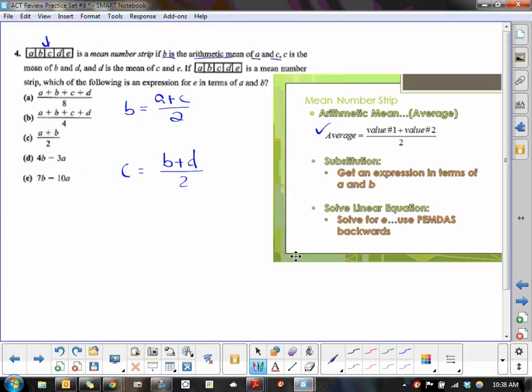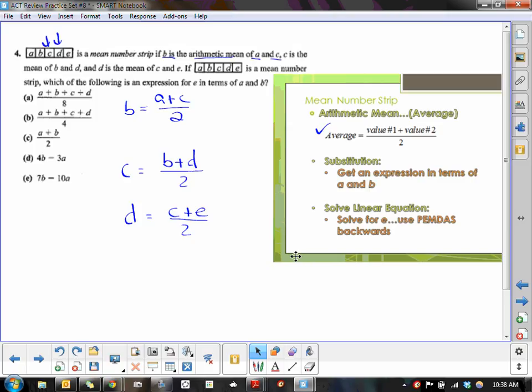And then we'd also have a representation for D. And if we want to find D, this D is going to be the average or the arithmetic mean between C and E. So D is equal to C plus E divided by 2. So that's just interpreting what the arithmetic mean strip is and how it reacts.